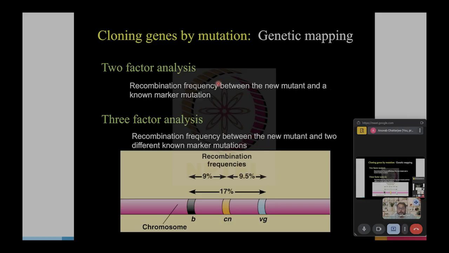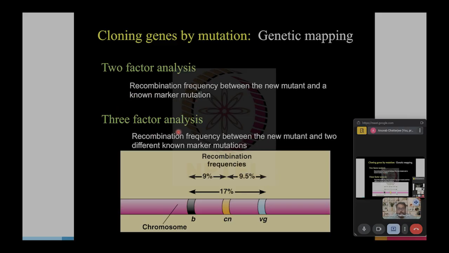In two-factor analysis, you figure out the recombination frequency between the new mutant and a known marker mutation, which tells you, yes, my new mutant is around this particular marker mutation, because both of them are linked and inherited together. But if you have done a mutagenesis screen and want to figure out what exactly the gene is, then you need to figure out where exactly the gene is. So to do that, you do something known as three-factor analysis.